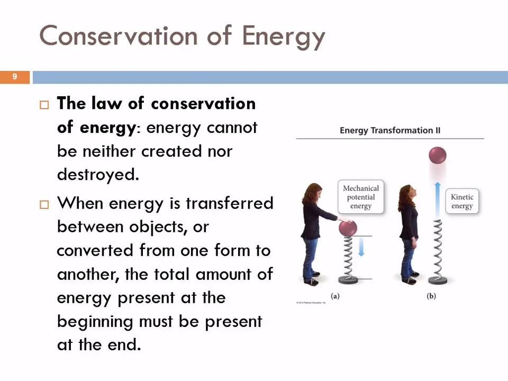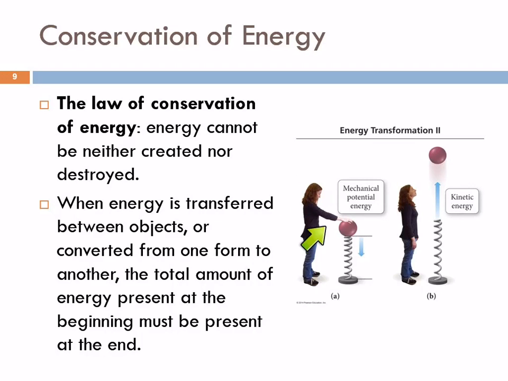The law of conservation of energy states that energy cannot be created nor destroyed. So when energy is transferred between objects or converted from one form to another, the total amount of energy is conserved. It's the same. Energy cannot be destroyed or created, but it can be transferred and exchanged into a less useful form of energy. And that's why we see an apparent loss of energy. It gets transformed into something like thermal energy, which isn't always very useful.